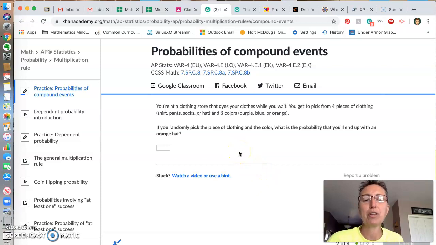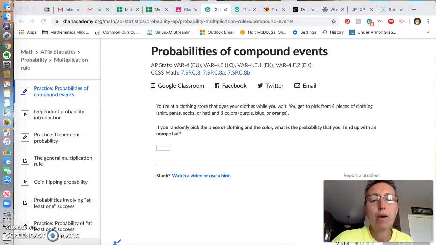All right, you're at a clothing store that dyes your clothes while you wait. You get to pick from 4 pieces of clothing, shirt, pants, socks, or hat, and 3 colors, purple, blue, or orange. If you randomly pick the piece of clothing and the color, what is the probability that you'll end up with an orange hat? Remember that whatever outcome you're looking for, typically there's only one of those outcomes. In the last question, we had 2 because it asked for heads or tails. But in this one, you've only got 1 shot to get an orange hat. So you're going to have 1 occurrence of an orange hat.